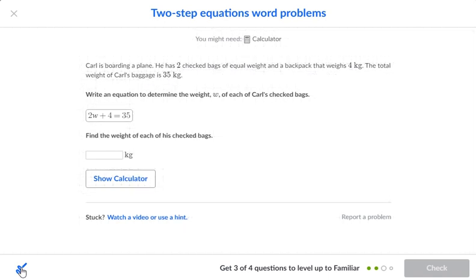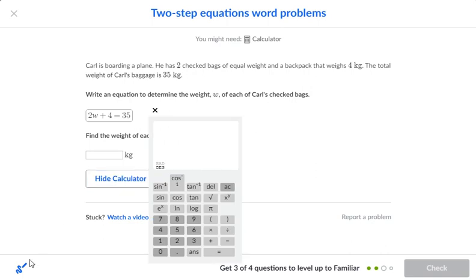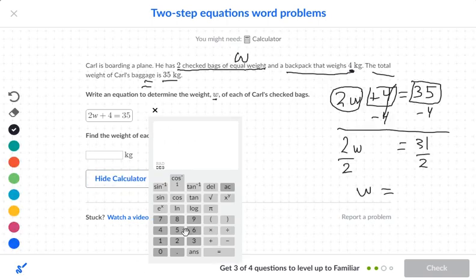So again, you can turn the calculator on. Go back and put in 31, so press 3, 1, press your division sign, and press the 2. So we get an answer which you can see on the calculator is going to be 15.5.